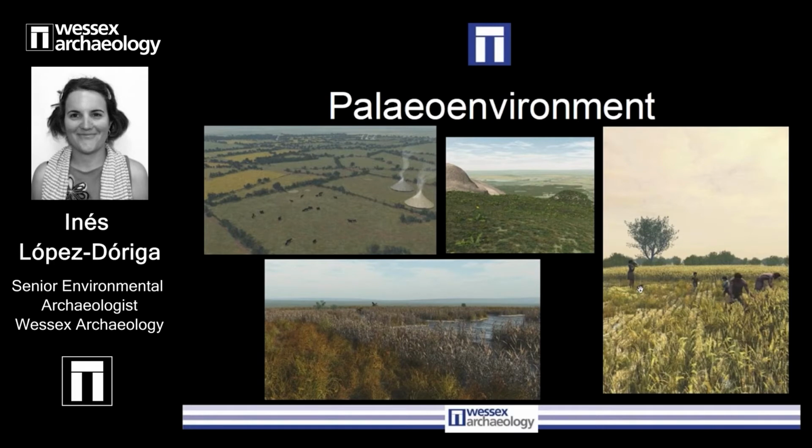So to study past environments, we normally need to put together a lot of data originating from different types of evidence. So for example, we need to put together pollen data and waterlogged plant remains from the same deposit to obtain a picture of how the environment was.